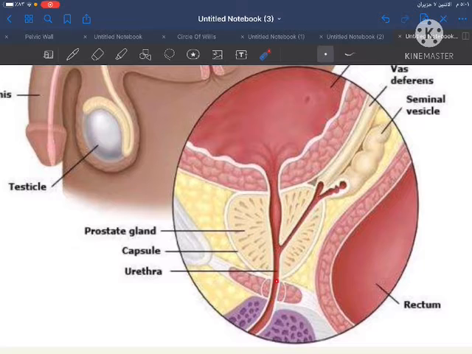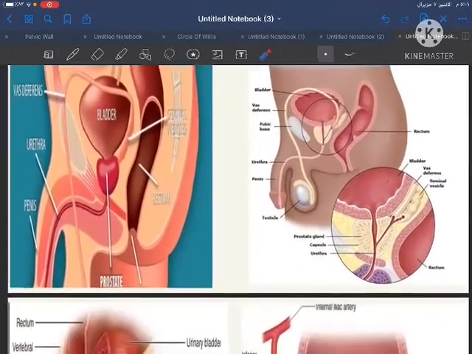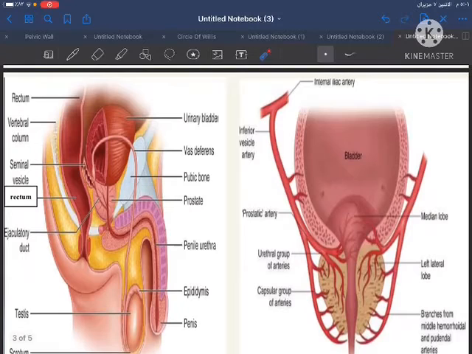This urethra continues inferiorly, piercing the pelvic diaphragm, and becomes the membranous urethra. Relations of the prostate: superiorly, the neck of the bladder; inferiorly, the pelvic diaphragm; anteriorly, the pubic bones with the pubic symphysis; and posteriorly, the rectum. Blood supply of the prostate is the inferior vesical artery, which is a branch from the internal iliac artery.